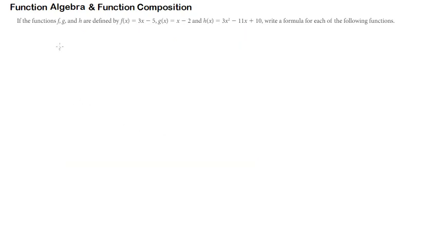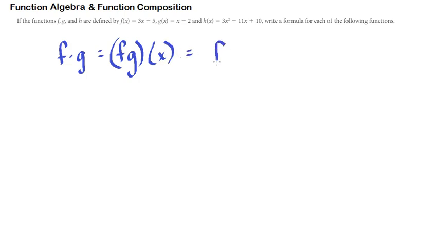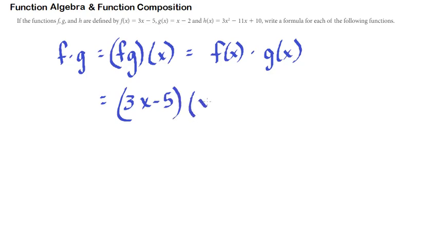All right, let's look at f times g. They might write it like that. They might write fg, and then they could put the of x in here if they want to, but they don't have to. They could write f of x times g of x. However it is that they ask it of you is just going to mean 3x minus 5 times x minus 2.